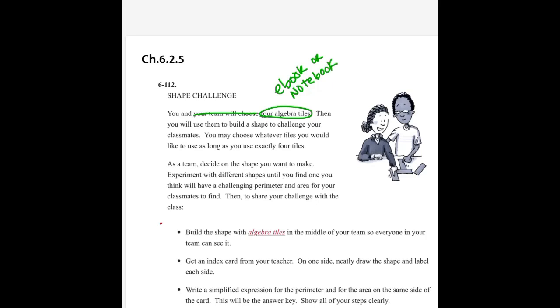Okay, as a team, decide on the shape you want to make. So by yourself, design a shape that you would like to use. And you need to make sure you're using exactly 4 tiles. You would have to write an expression for the perimeter and the area.